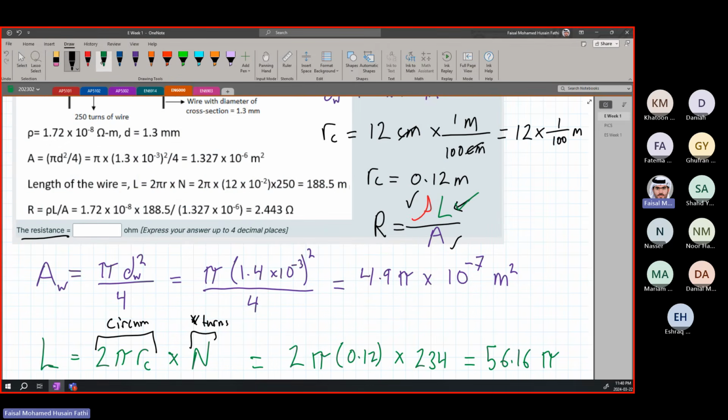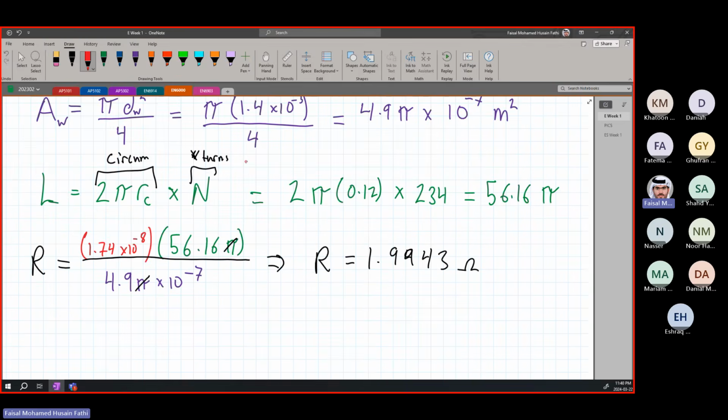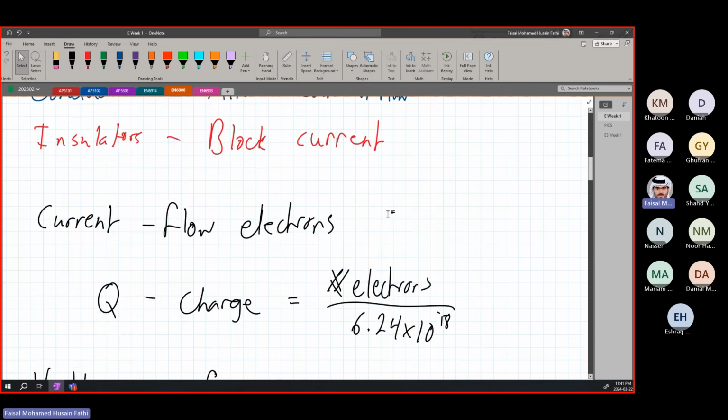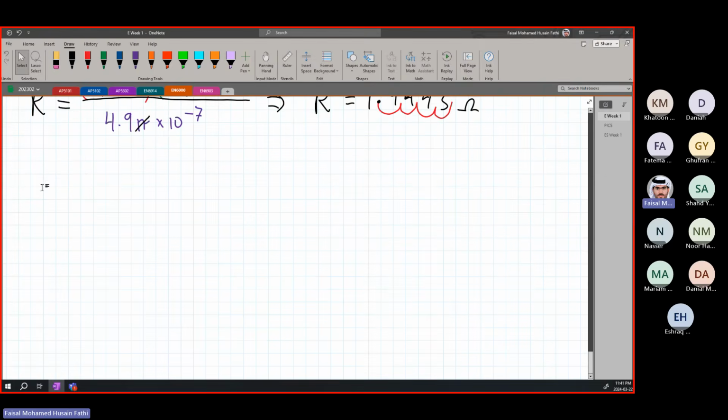Again, the question mentions up to 4 decimal places. So 1, 2, 3, 4 decimal places from where the decimal point is. All right. So 4 decimal places. Is it clear so far? Does anyone have any questions about this question? About the solution to this question? Okay. Moving on.